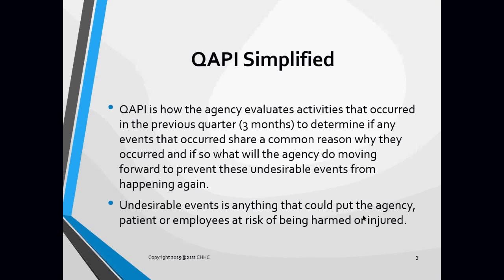So you're looking at those events that happened, whether they're needle sticks or they're falls for patients, infections, maybe not following your policies, not doing the paperwork correctly, not following the plan of care, any of those types of things that are not correctly done. You're looking at those, the committee's looking at those to see if there's any common reason why those things occurred. And if so, moving forward, what type of plan or what type of activities are you going to put into place to keep these events from happening again and possibly putting you at risk?